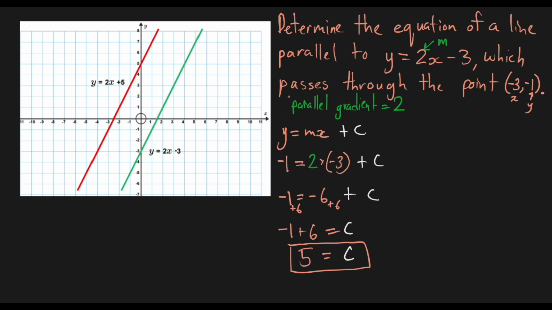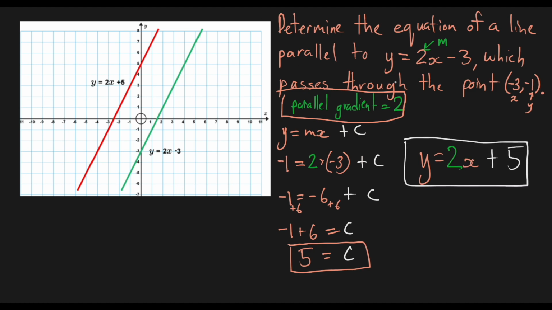Okay, so we have the gradient and we have the y-intercept. So the equation is y = 2x + 5. Usually these questions are given in abstract, but this gives you the opportunity to see what it looks like in actual graphical representation. Okay, so does that make sense?